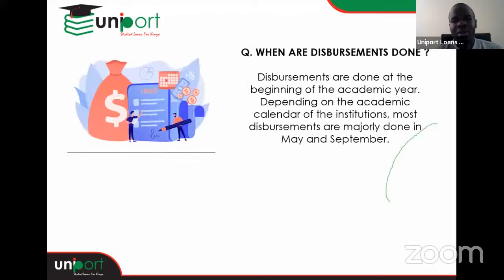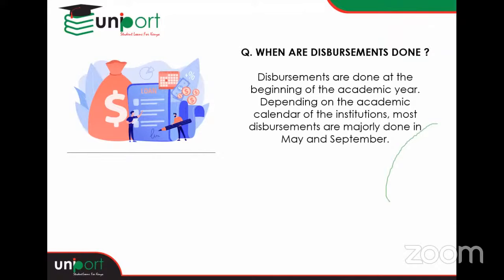Okay. And then when are disbursements done? So we do disbursements at the beginning of every academic year, depending on the calendar of the institutions. So essentially we do disbursements 3 times a year, that is January, May, and September.